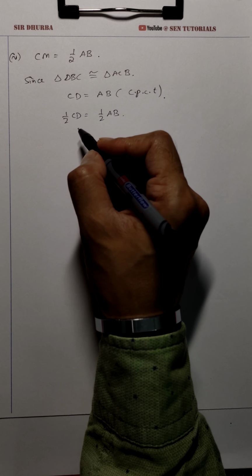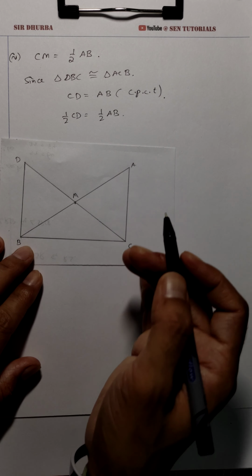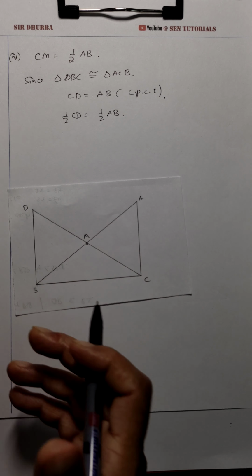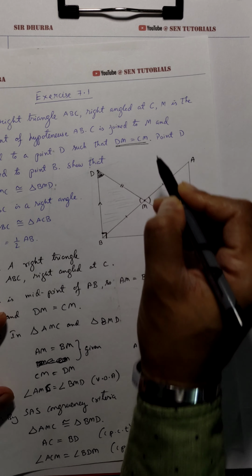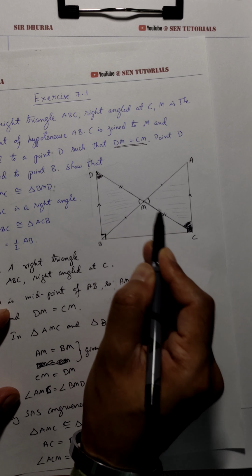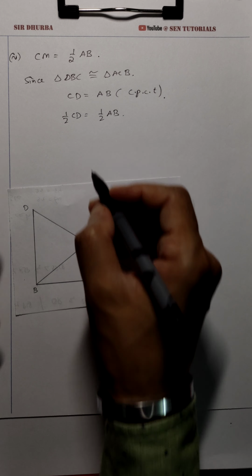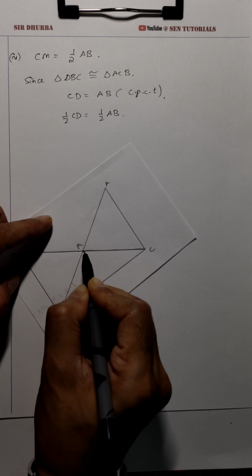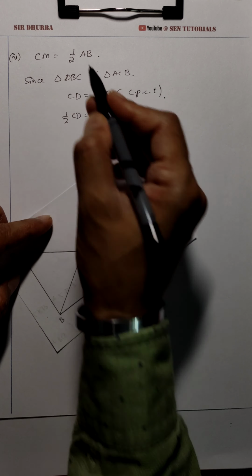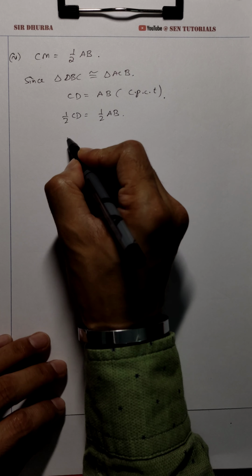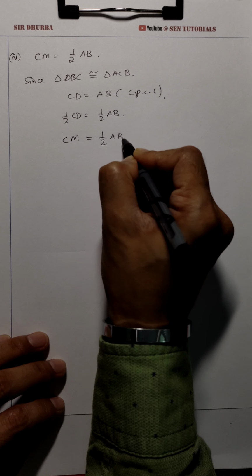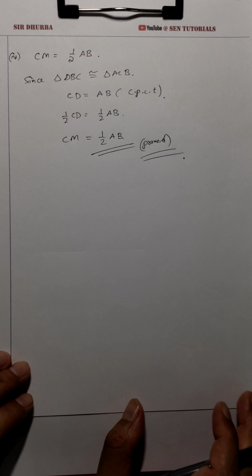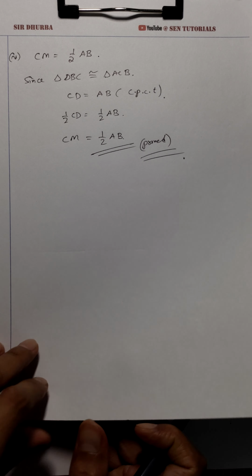Now what is half of CD? In the question it's clearly given that DM is equal to CM. That means M is the midpoint. So half of CD is either CM or DM, any one. Since in the question we mentioned CM, we will use CM. So half of CD is nothing but CM. CM is equal to what? Half of AB. So that's proved. So that's how it is done. I guess that was not that difficult.